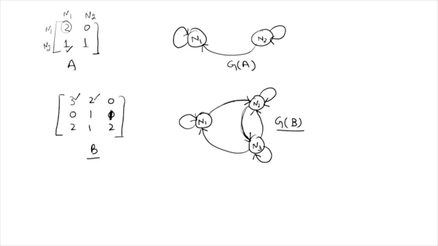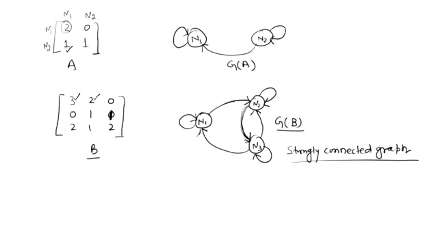I can move from n1 to n2, and I can move n2 to n3. In the same way, I can move n2 to n1, because I will reach from n2 to n3 and then n3 to n1. I can move from n3 to n1 as well as from n3 to n2. So, hence I have connection between all the nodes. So, this graph is a strongly connected graph in this case.